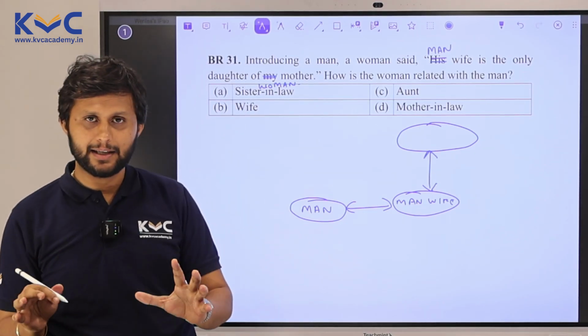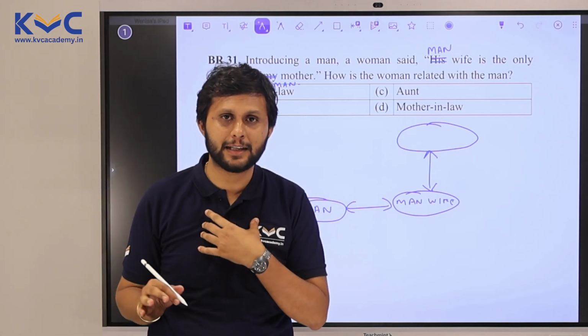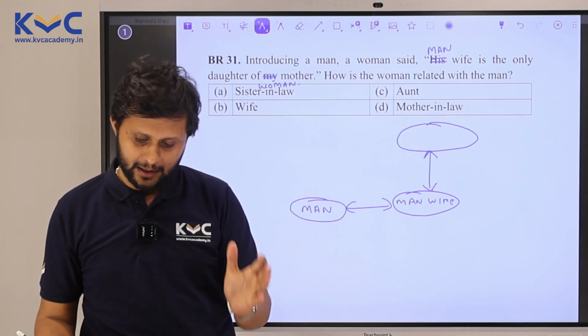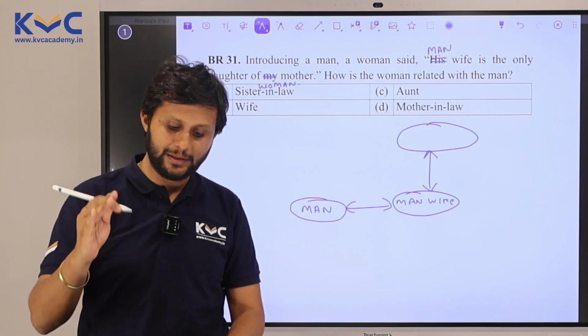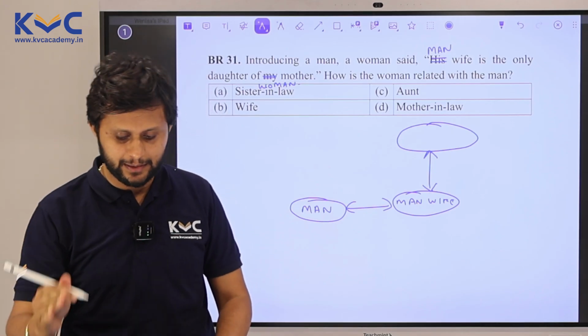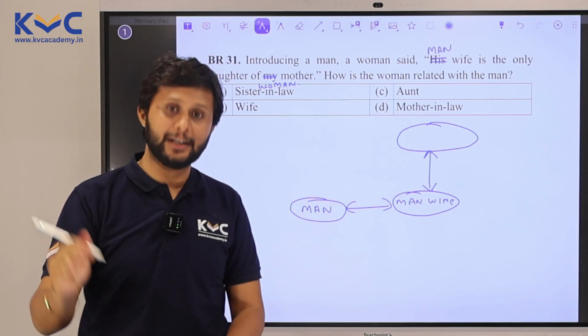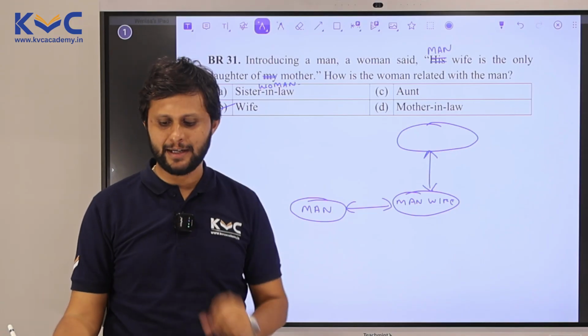Now imagine this. I am telling you, I am the only son of my father. That means I am talking about myself. Correct? So here when this woman says the man's wife is the only daughter of the woman's mother, or my mother, I am talking about myself. How is the woman related to the man? And the answer is wife. Just complicated with this sentence.